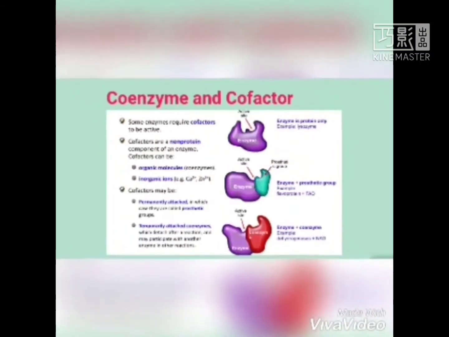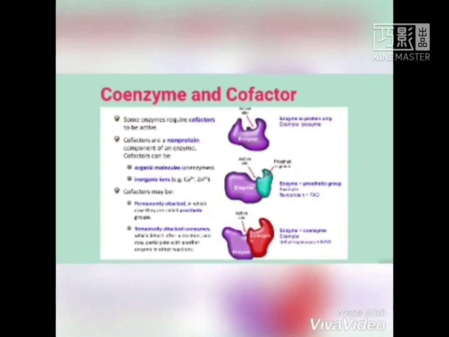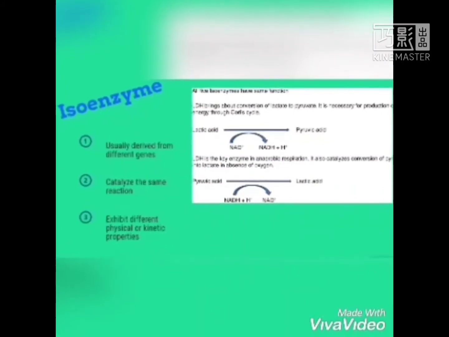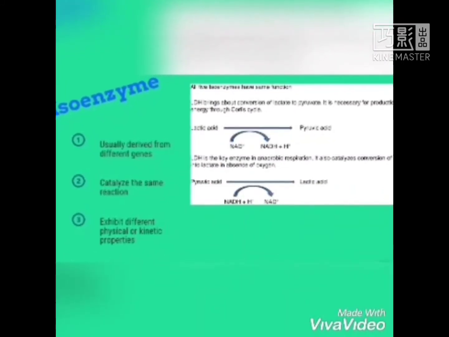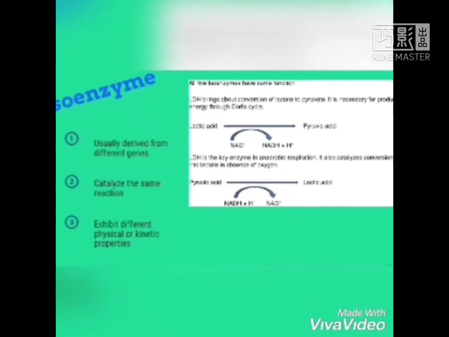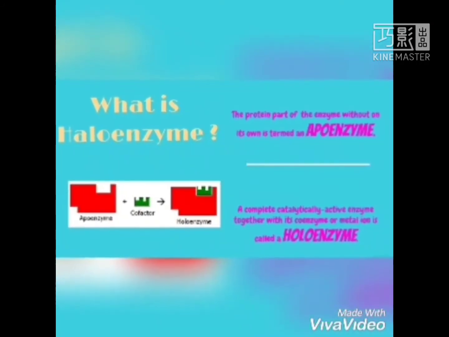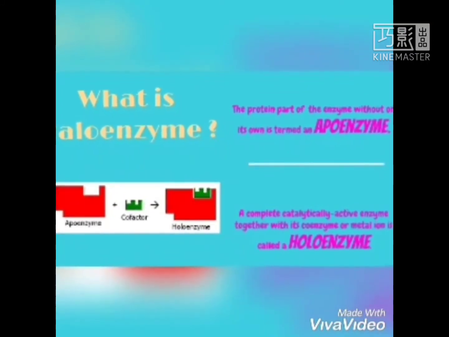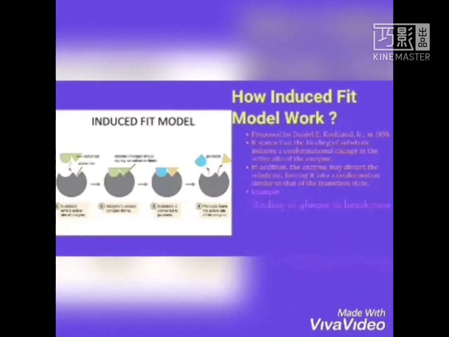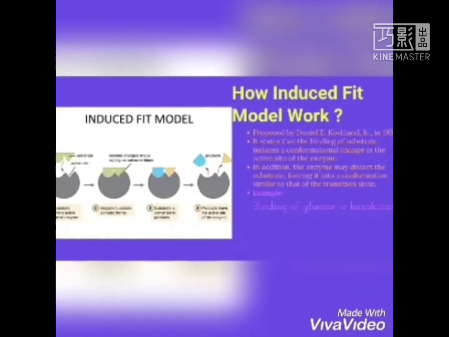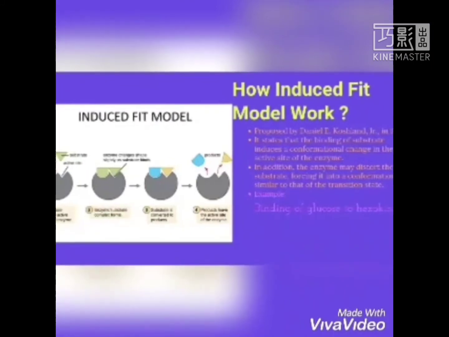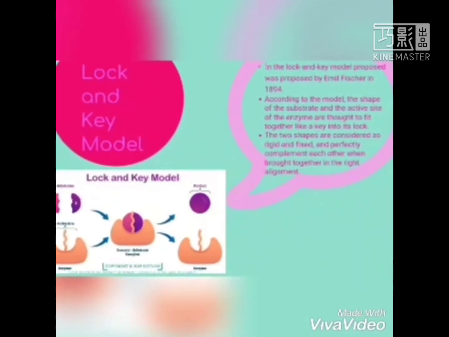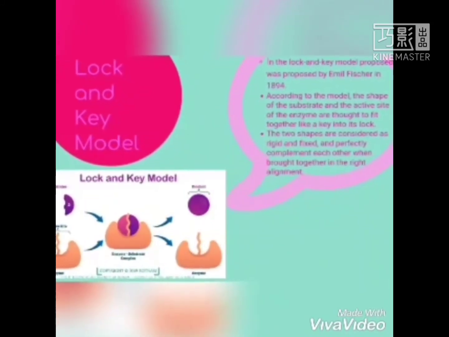Many enzymes require the presence of small non-protein units. Isoenzymes are different forms of an enzyme. A complete catalytically active enzyme together with its coenzyme and metal ion is called a holoenzyme. The induced fit model states that the binding of substrate induces a conformational change. According to the lock and key model, the shape of the substrate and the active site of the enzyme match.